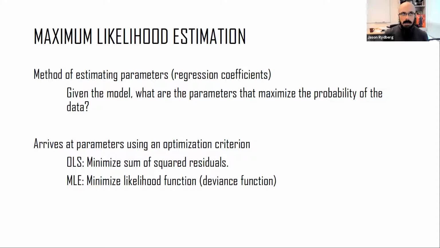Maximum likelihood does not explicitly think in that way. What we're essentially trying to do is minimize kind of a generalized deviance function, which is conceptually quite similar to minimizing sum of squared residuals, but it can be different depending on, hold on.